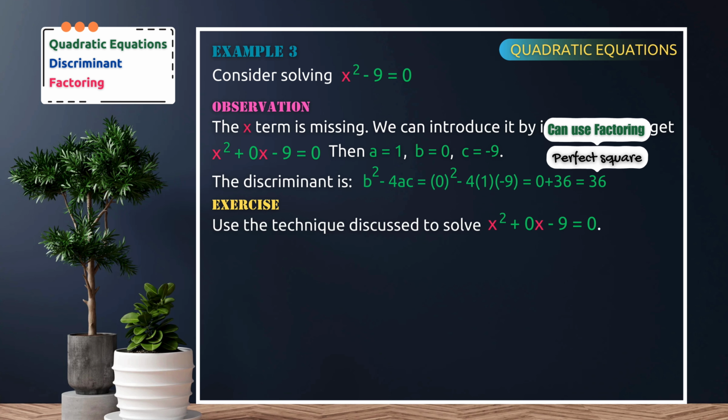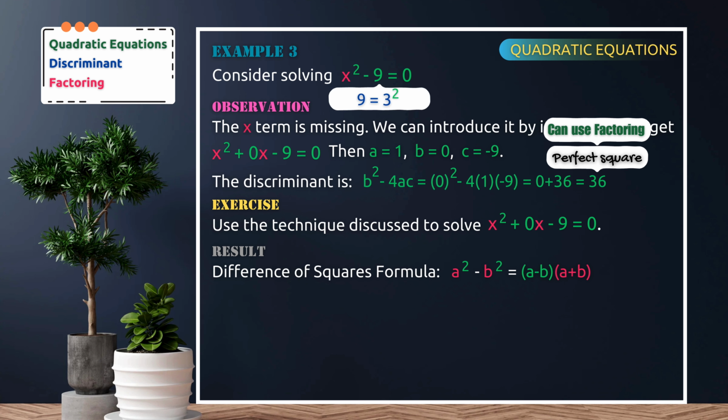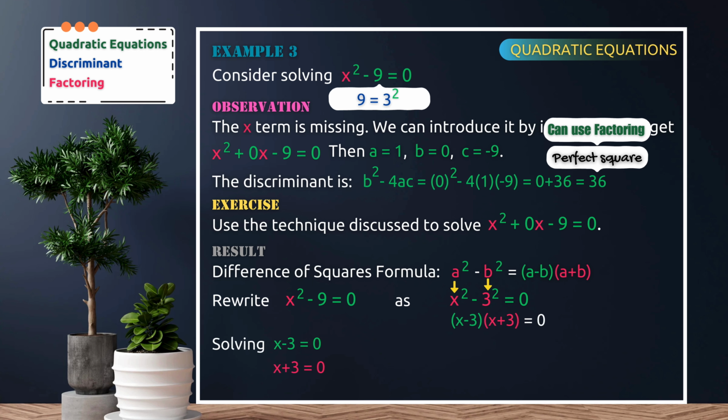Now, if the x term is missing, it is easier to factor the equation using the difference of squares formula, which states that a squared minus b squared equals a plus b times a minus b. Since 9 is the same as 3 squared, we rewrite x squared minus 9 equals 0 as x squared minus 3 squared equals 0. Comparing this to the difference of two squares formula, we match a with x and b with 3. Then the equation becomes x minus 3 times x plus 3 equals 0. Solving the two equations, we have x equals 3 and x equals negative 3.